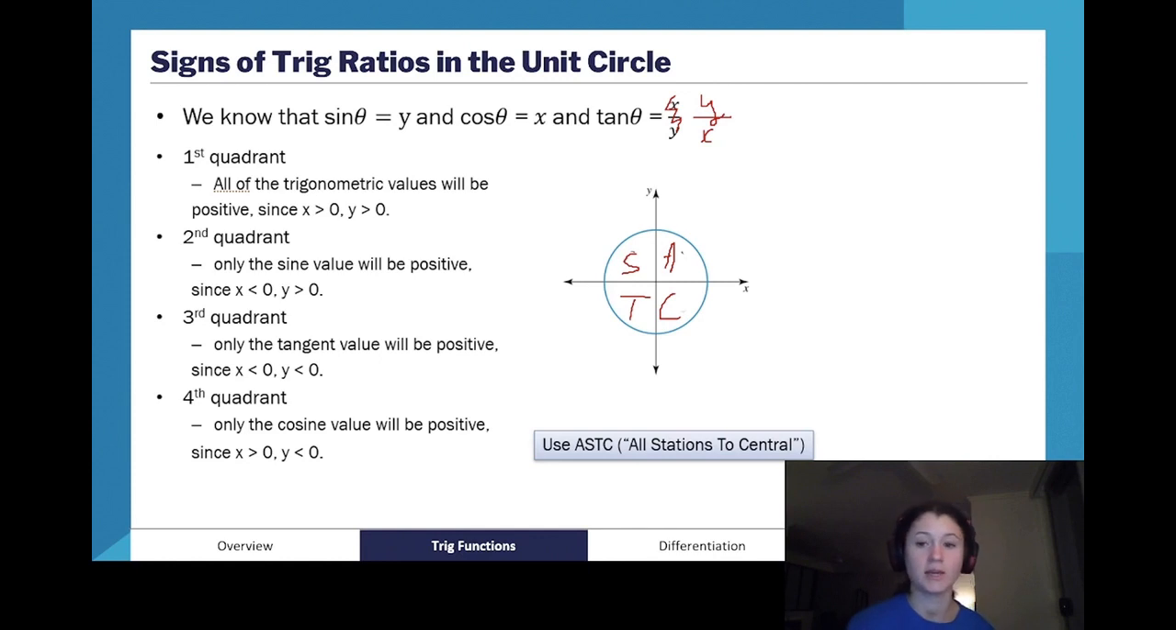As you can see, we know which of sine, cos, and tan are going to be positive or negative in which quadrants. You can remember this in several ways. Down here we have ASTC, which is just going in the regular order of the quadrants: all stations to central. You can also remember it as CAST, going along in this direction.